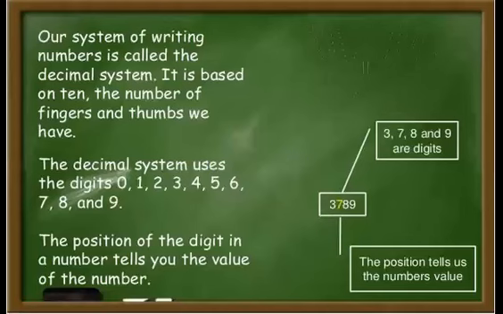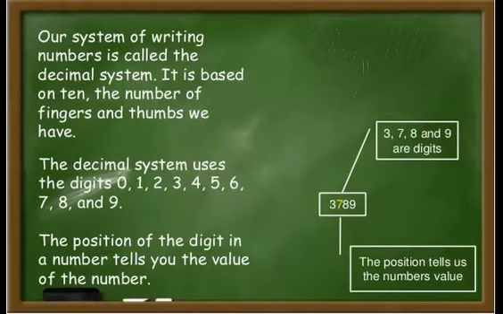So we know that whenever we are writing any digit, we are writing it in the decimal system. It is based on 10, the number of fingers. That means we are counting on our fingers and thumbs. The decimal system uses the digits 0, 1, 2, 3, 4, 5, 6, 7, 8, and 9.